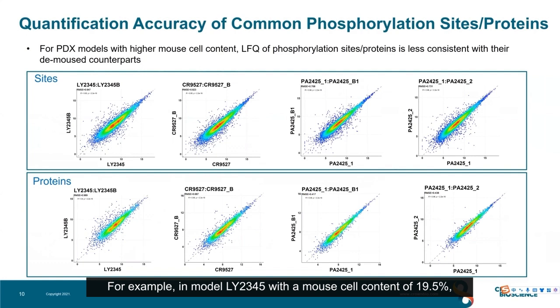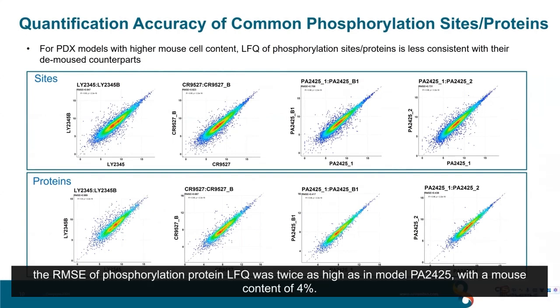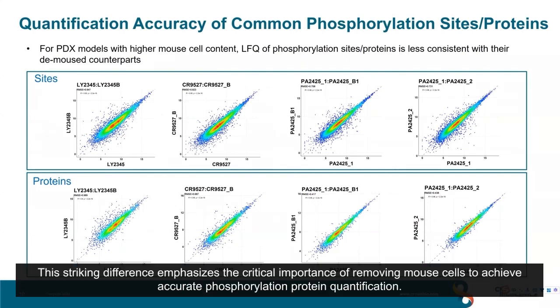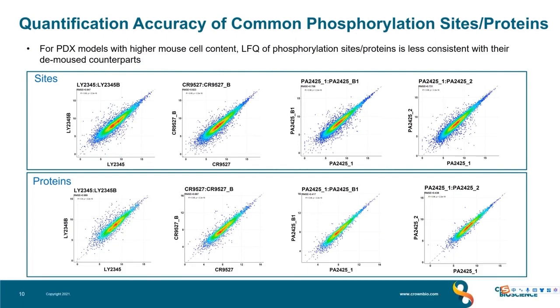For example, in model LY2345, with the mouse cell content of 19.5%, the RMSE of phosphorylation protein LFQ was twice as high as the model PA2425, with the mouse content of 4%. The striking difference emphasizes the critical importance of removing mouse cells to achieve accurate phosphorylation protein quantification.